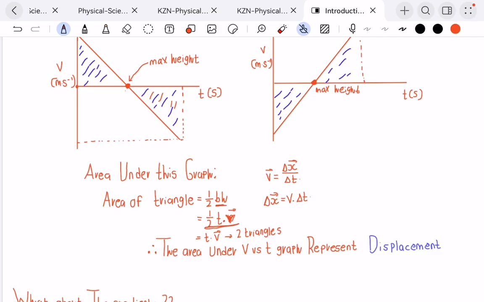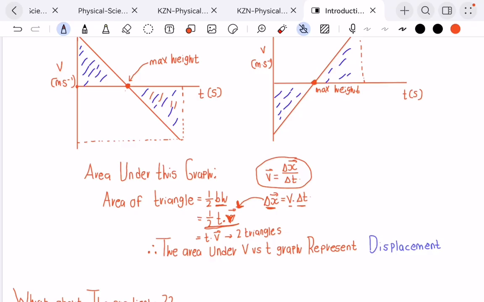And then we can recognize from the equation of velocity that velocity is equal to the change in position, or the change in x over the change in time. If we rearrange this equation, we get the change in x is equal to the velocity times delta t, which actually corresponds with this area. Apart from the half, it's the same thing.